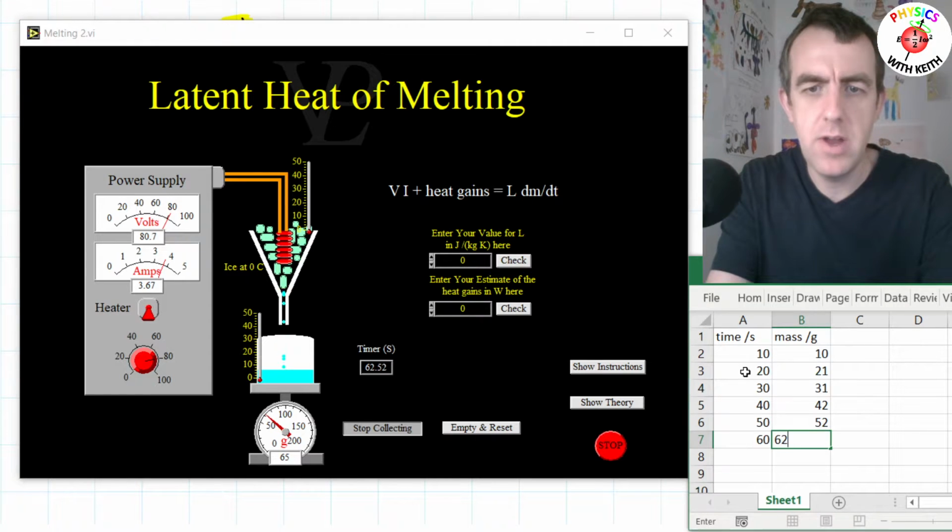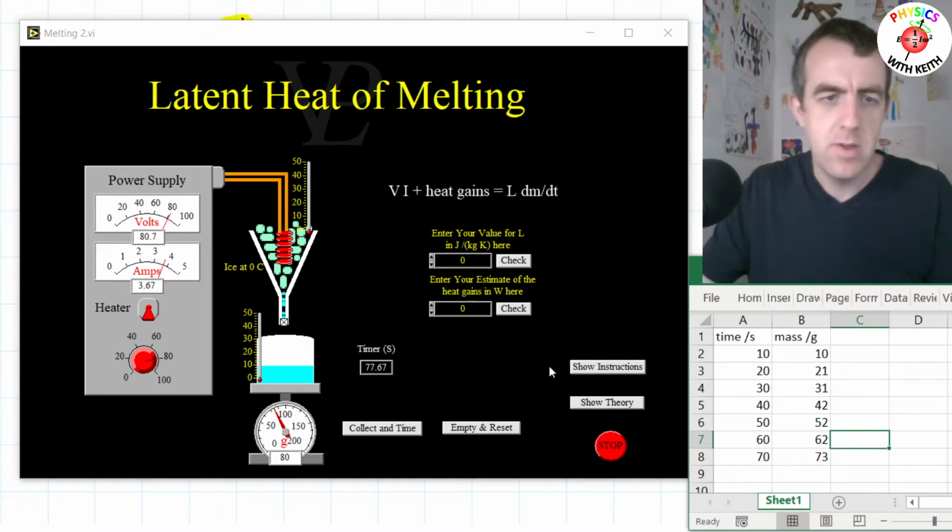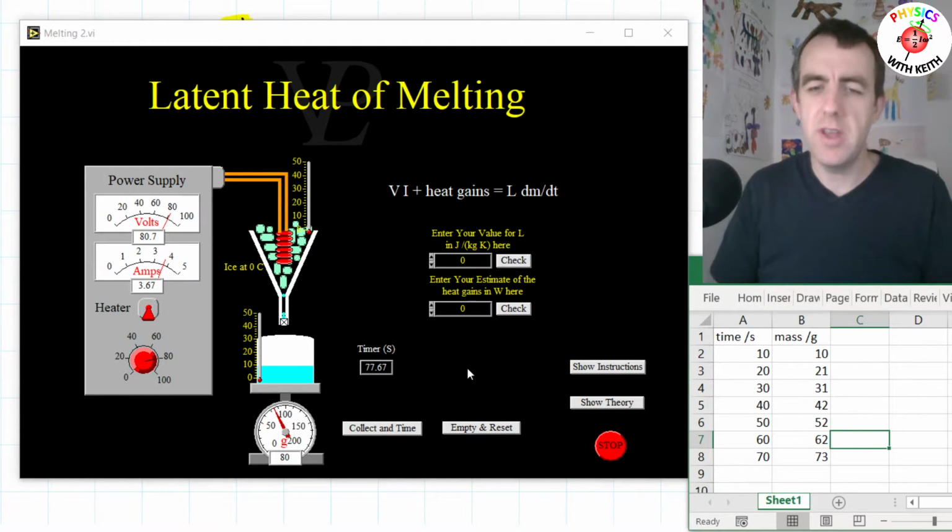62 grams perhaps, and in 70 seconds that was 73 grams. Okay, so we can now continue this if we wanted to get as large a range as possible. But I'm going to stop here.